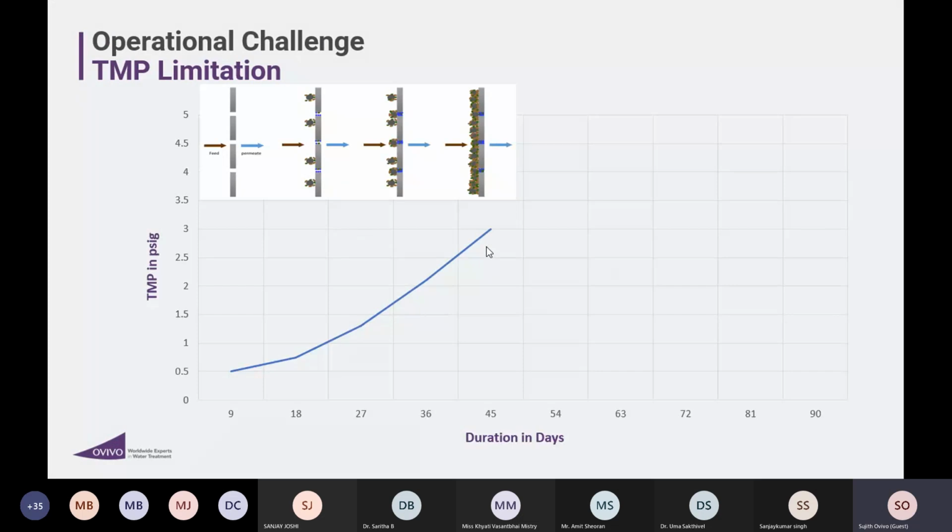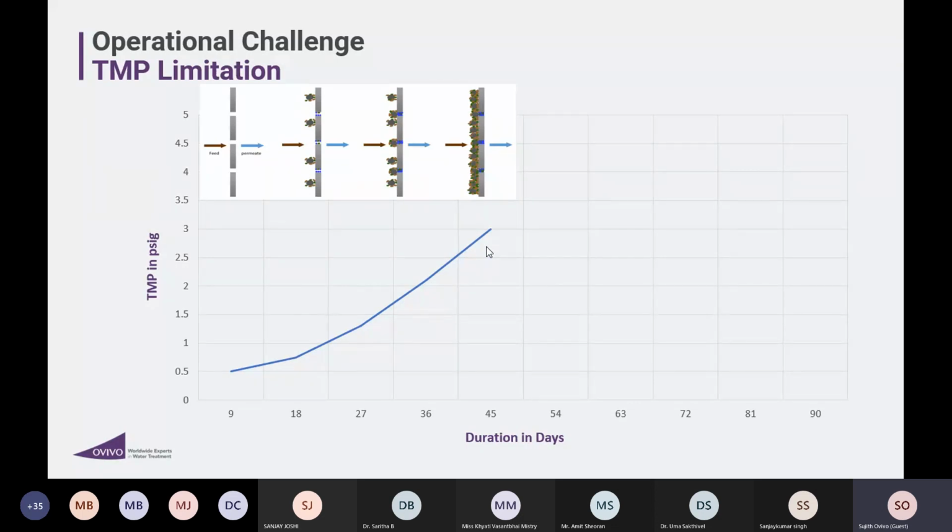And what are the operational challenges, right? One is TMP limitation. Usually what happens, if you see the top-end picture, these are the membrane plates. Just assume these are the membrane plates which have been installed. You give the feed. This first membrane is clean. Water passes very clearly. If you see the second membrane, there has been accumulation. The third membrane, further accumulation, and the fourth membrane is clogged.